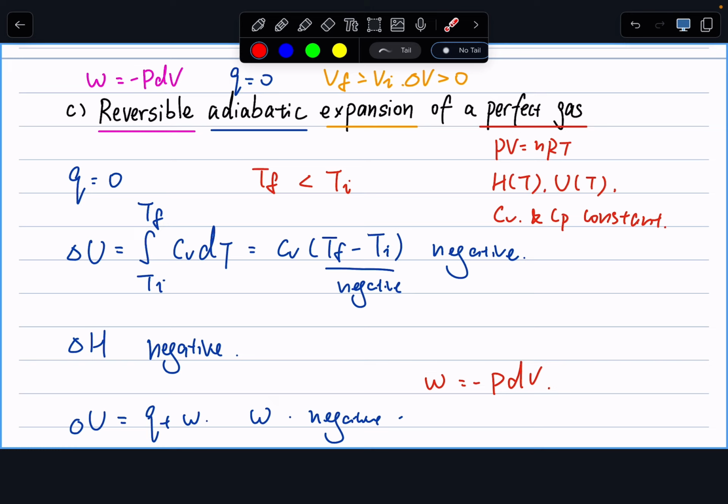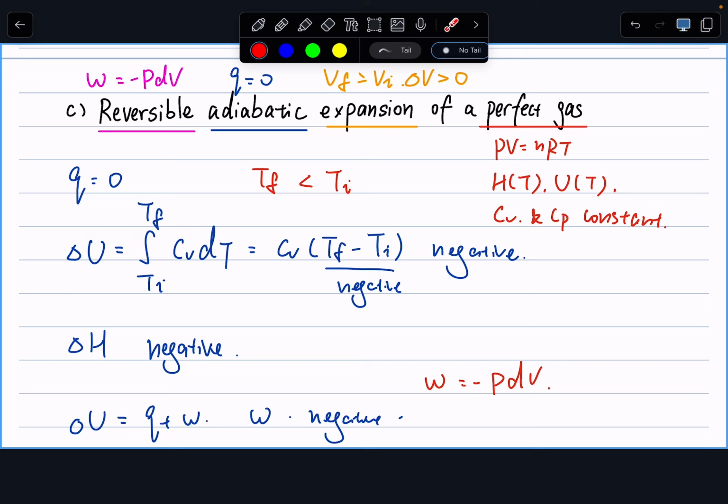Yes? Would it also be right to just look at the previous conditions that I figured out? Like Q would be 0, so if we just use delta U equals Q plus W, and delta U is going to be negative, then negative delta U is going to be equal to W. Yes and no.